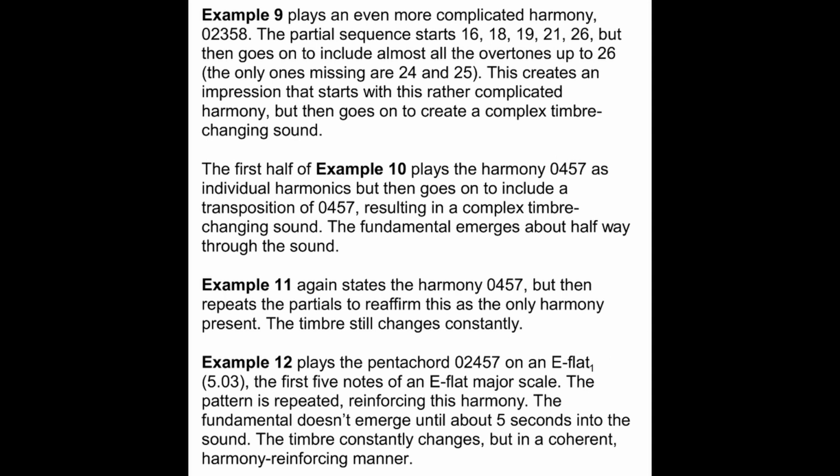Example 9 plays an even more complicated harmony, 02358. The partial sequence starts 16, 18, 19, 21, 26, but then goes on to include almost all the overtones up to 26. The only ones missing are 24 and 25. This creates an impression that starts with this rather complicated harmony, but then goes on to create a complex timbre-changing sound.